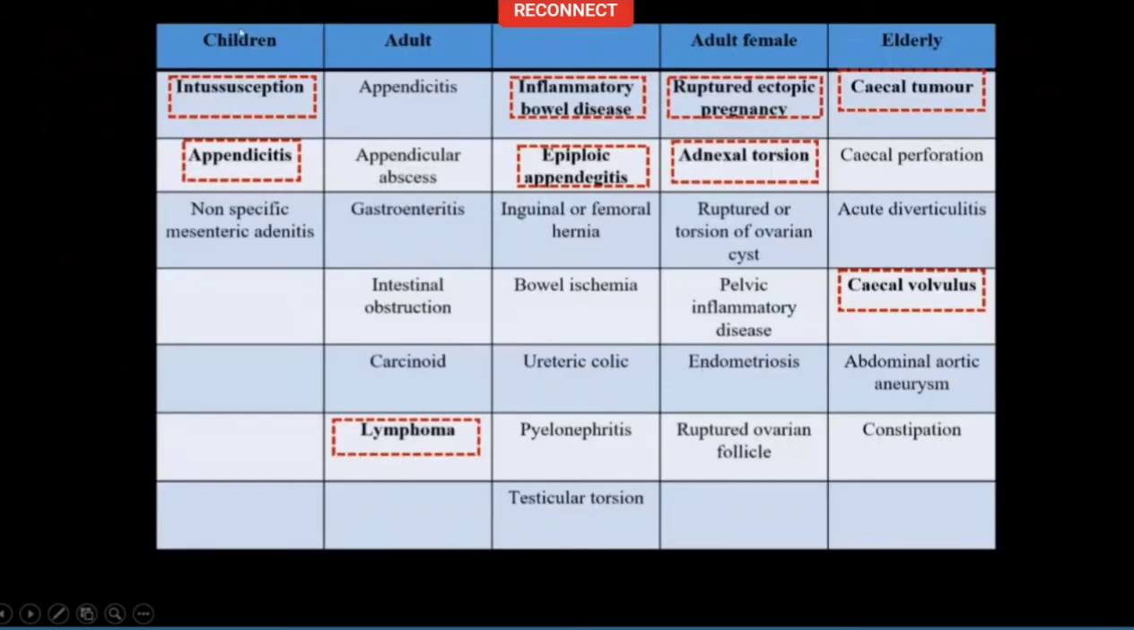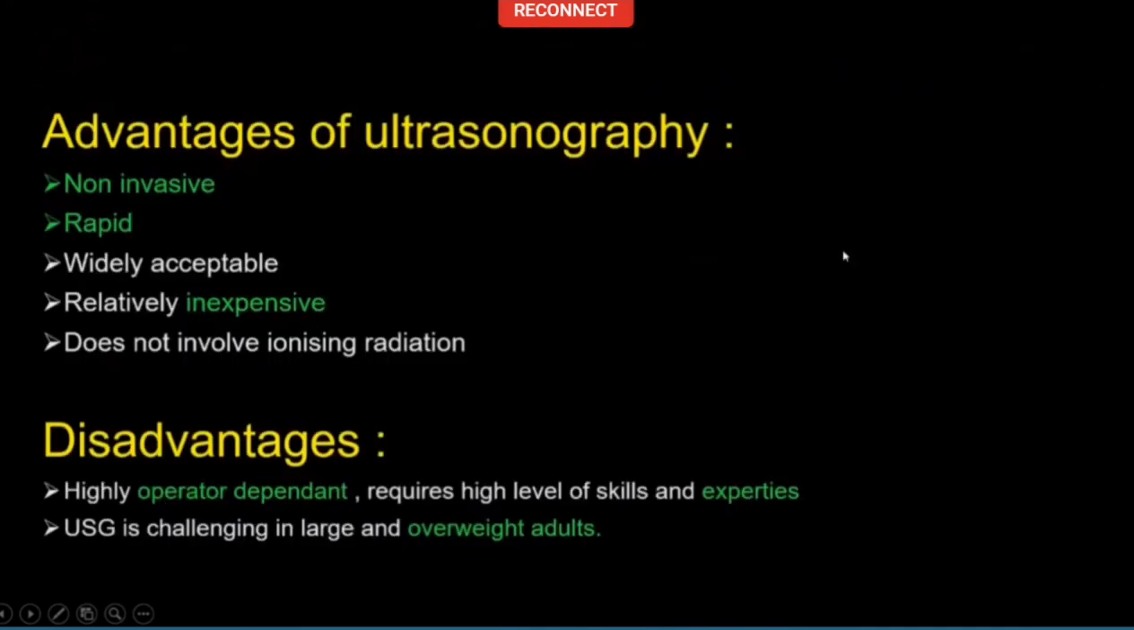To summarize, in pediatric age group, think about intussusception, less than 2 years of age, currant jelly stools. Then think about appendicitis. In adults, think about appendicitis, inflammatory bowel disease, epiploic appendicitis. In adult females in a reproductive age group, ruptured ectopic, adnexal torsion. In elderly, think about cecal tumor, cecal volvulus, as well as adenocarcinoma, lymphoma.